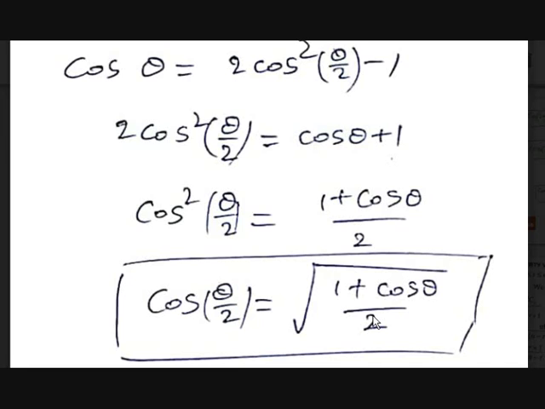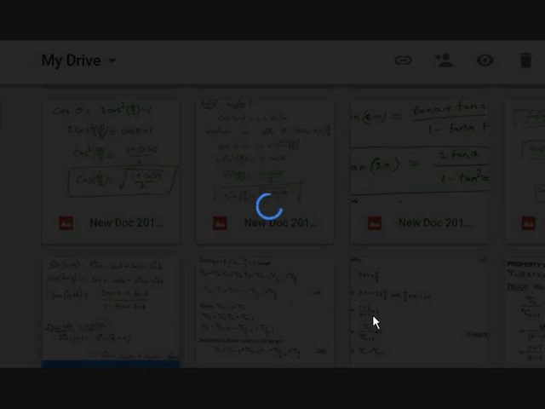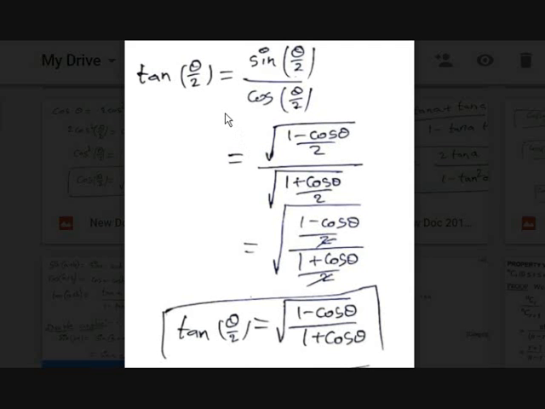Now, how can we prove it for tan theta by 2? In cos 2a we have formulas based on sine and cos, but not based on tan, right? But some of you may understand how to prove that. It is a simple idea: tan is nothing but sine by cos. So tan theta by 2 means sine theta by 2 by cos theta by 2. That is square root of 1 minus cos theta by 2 by square root of 1 plus cos theta by 2. If you combine the square roots, it becomes square root of 1 minus cos theta by 2 by 1 plus cos theta by 2. 2 cancels out. So you got the formula for tan theta by 2. That is square root of 1 minus cos theta by 1 plus cos theta.